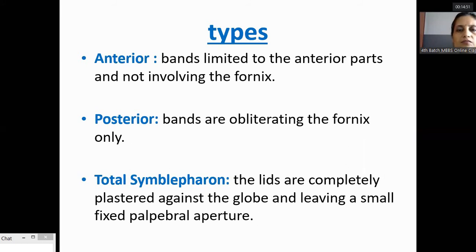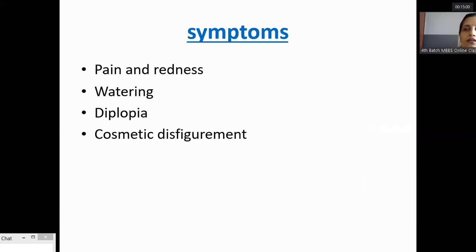Sometimes in the case of total symblepharon, you will not be able to see the globe also. It is very difficult, and you have to remove the symblepharon, leaving a raw area. So there is a high chance of adhesions again. So again, repeated breaking of adhesions, putting something there, gauze or something with betadine, and you can do it at least 2 or 3 times per day. So the treatment is very difficult.